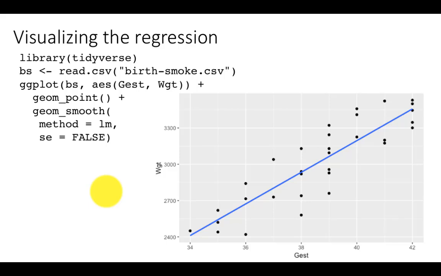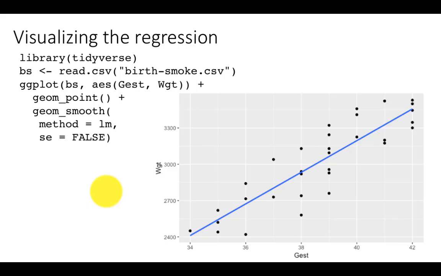Gestation, weight, and the regression equation is the straight line there, and it looks pretty good. It looks like a pretty good fit. But given the fact that we have not included smoke in our model, we are not able to see here whether smoking has any effect or not. This model is not telling us because we didn't include it.